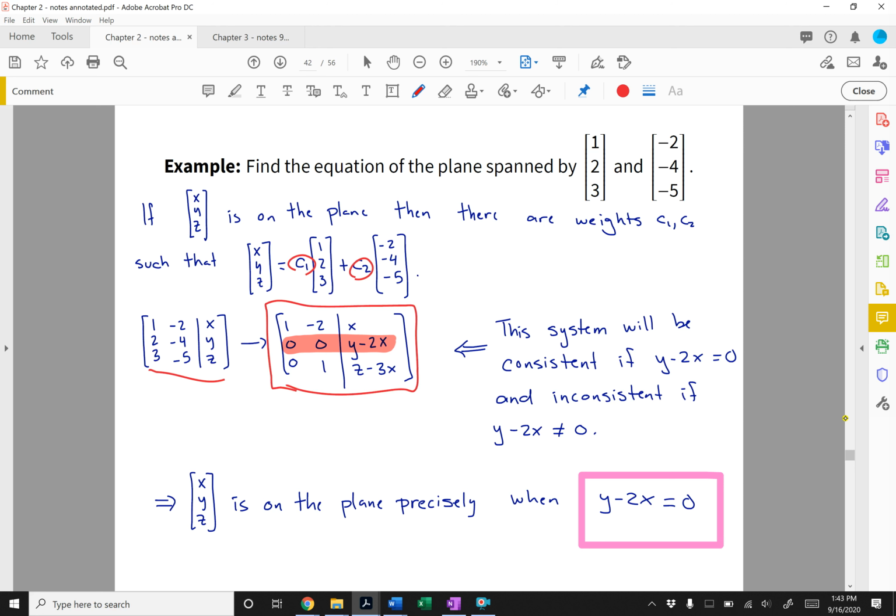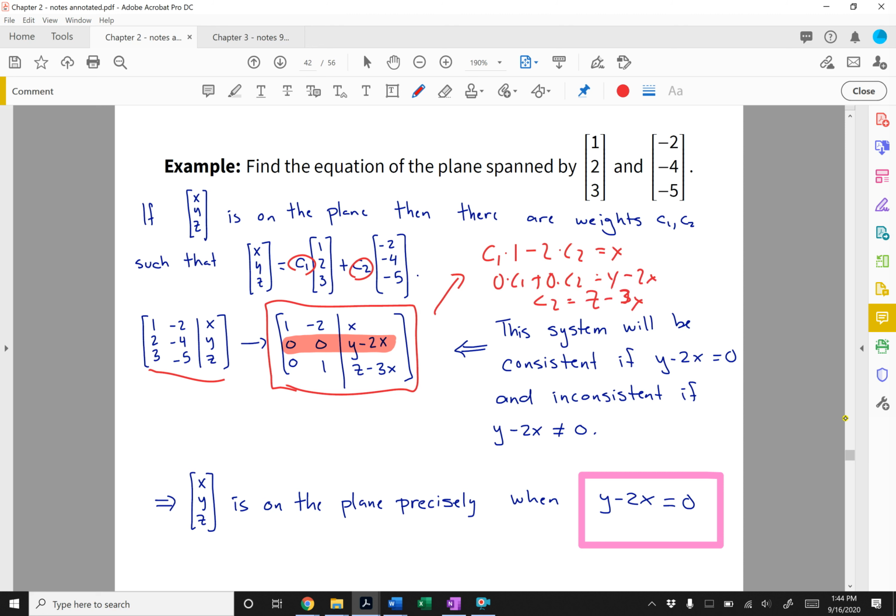Well, if we rewrite all of these based off of C1 and C2, then we have that C1 times 1 minus 2 times C2 equals x, and the bottom one would be C2 equals z minus 3x, and the middle one is 0 times C1 plus 0 times C2 equals y minus 2x.